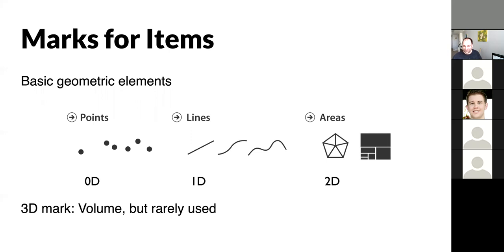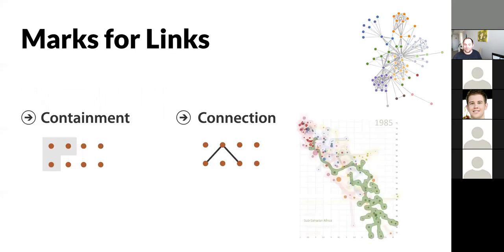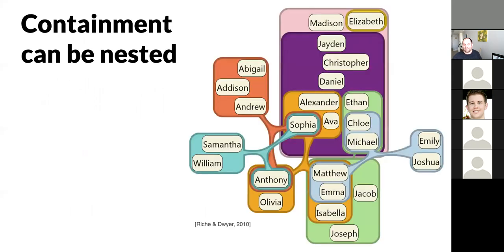What are the typical marks that we use? These are the basic geometric elements. So we have things like points, lines, areas, or volumes. Volume is a mark that exists, but it's rarely used in visualization. For links, we have separate marks. We have containment and connection. Those are the two marks that I have for links. And so these encode the existence of an item. And then, containment here can, for example, also be nested.